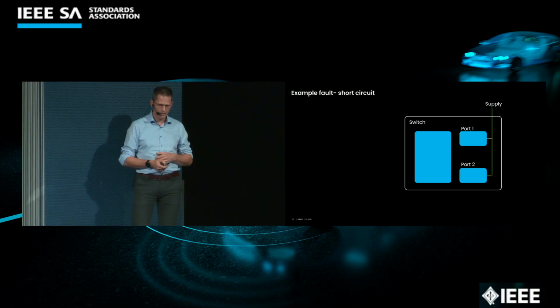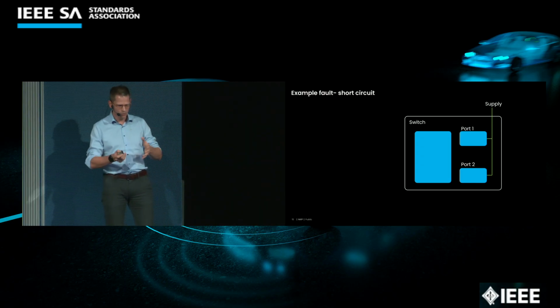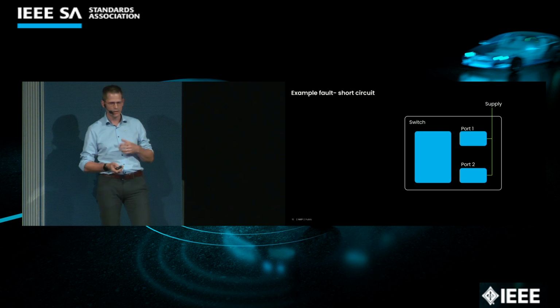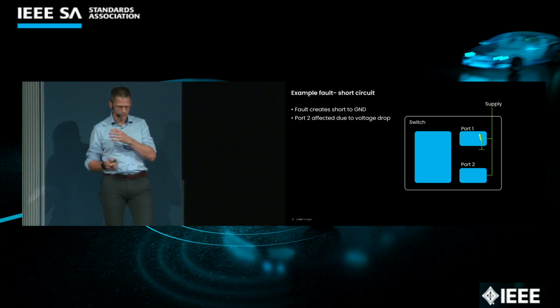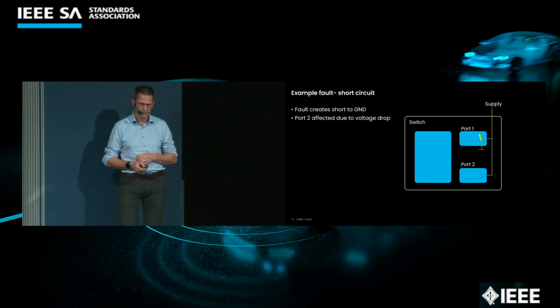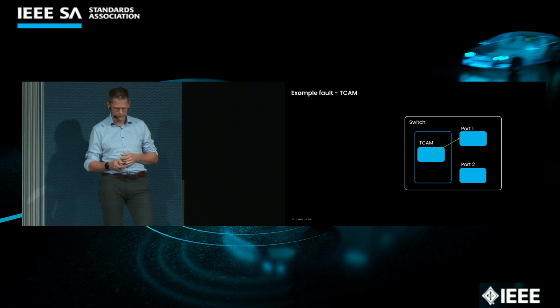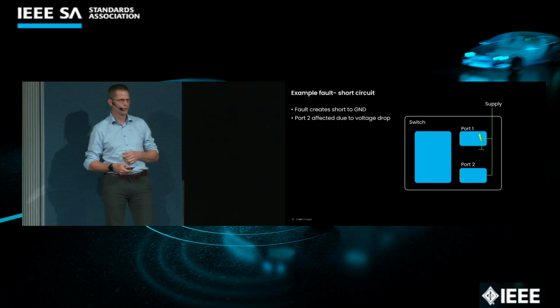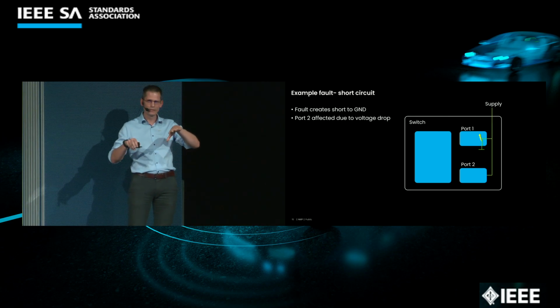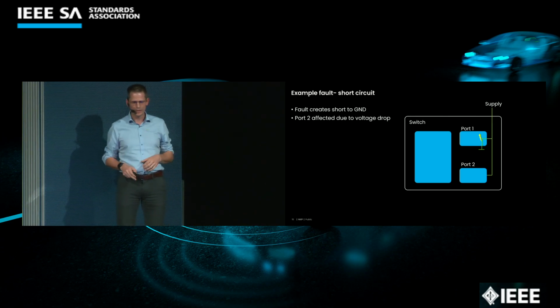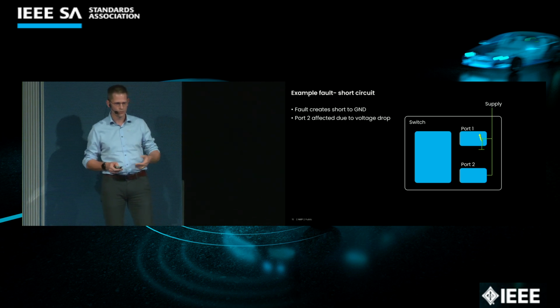And some simple examples. Assuming a switch, you have two ports and a shared supply. If you get a short circuit on one of those ports, and this one is a hard short which makes your supply drop, then you will also have a failure in the second port. So if you use those two ports for redundancy, you might lose both at the same time because of the fault in one of those networks.